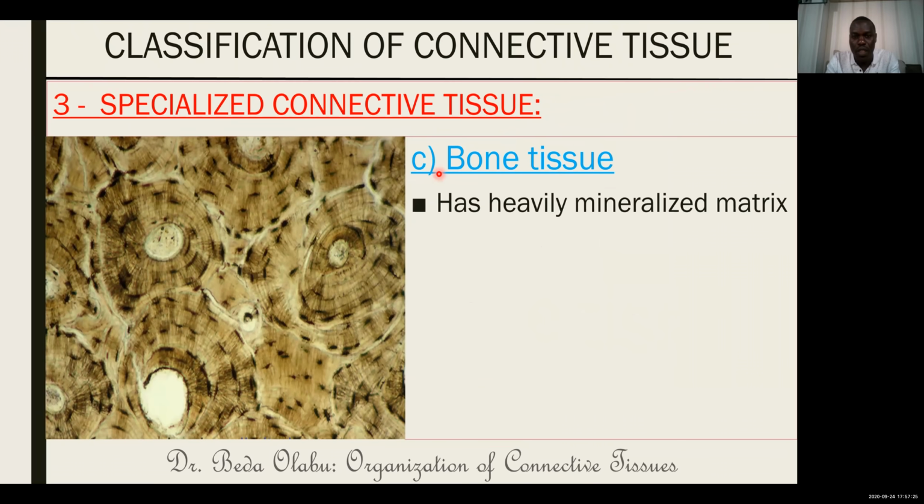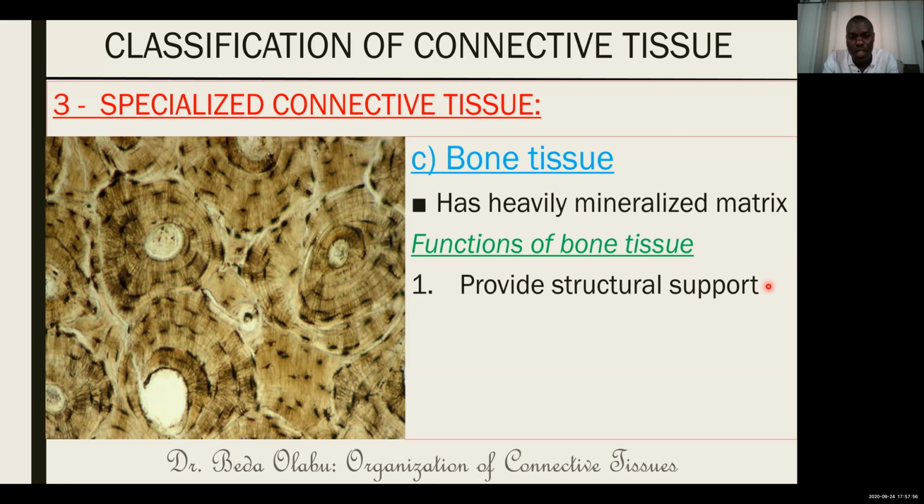The third specialized connective tissue we are going to talk about is bone tissue. The unique thing about bone tissue is that the matrix of bone is heavily mineralized. What are the functions of bone tissue? Bone provides structural support. If there was no bone, it'd just be a heap of meat. So it provides structural support.